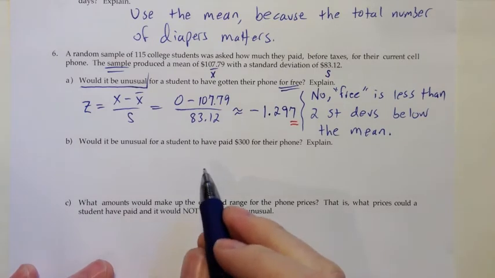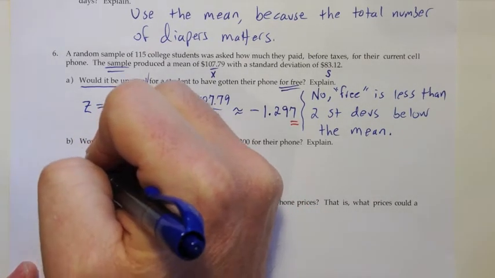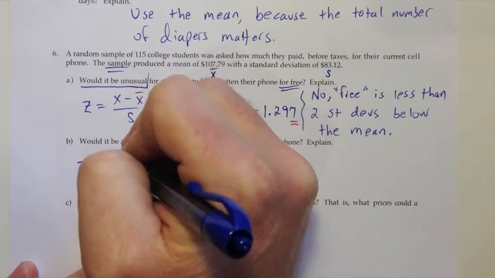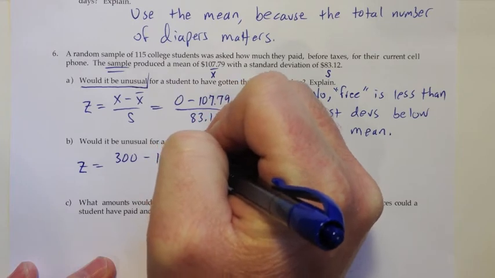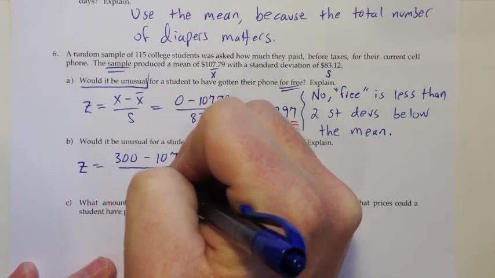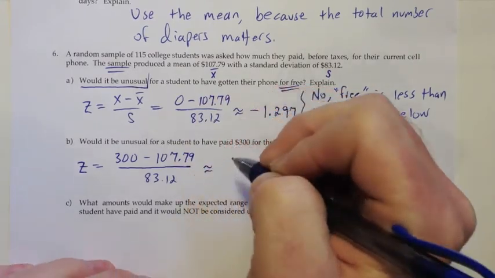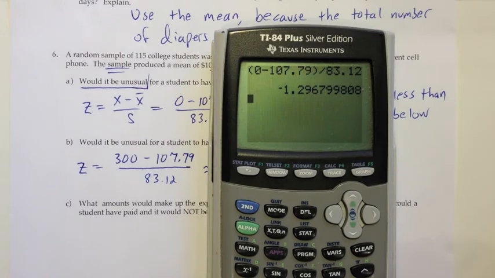And then would it be unusual for the student to have paid $300 for their phone? So we just do the same idea there. We do the 300 in place of the x minus the x bar of 107.79. We would divide by the standard deviation of 83.12, and then we'd see how that comes out in terms of the z-score. So I'd go to the calculator on that one just like the last one. The parentheses are important on your numerator. If you forget that part, you will get a wrong answer.